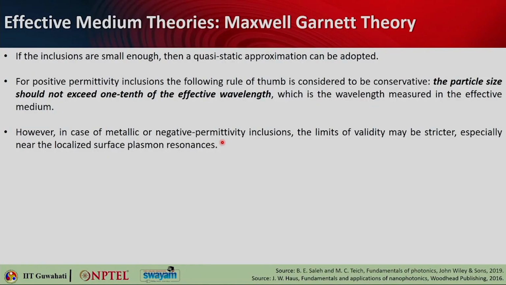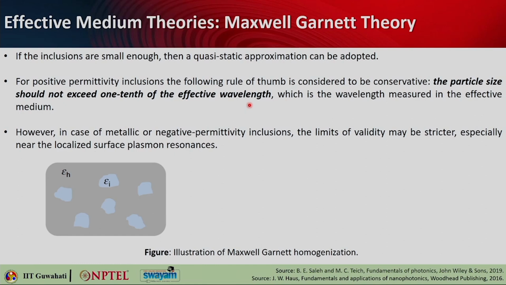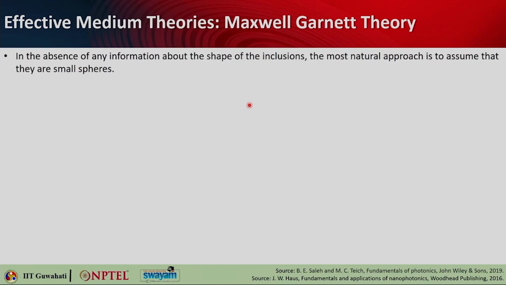And if you have metallic or negative permittivity inclusions, the limit of validity is much stricter, okay, and the reason is that these negative permittivity materials, as we have discussed before, can show localized surface plasmon resonance. So in this case you need to be very careful about this particular particle size limit, okay. So let us see how we go about that.